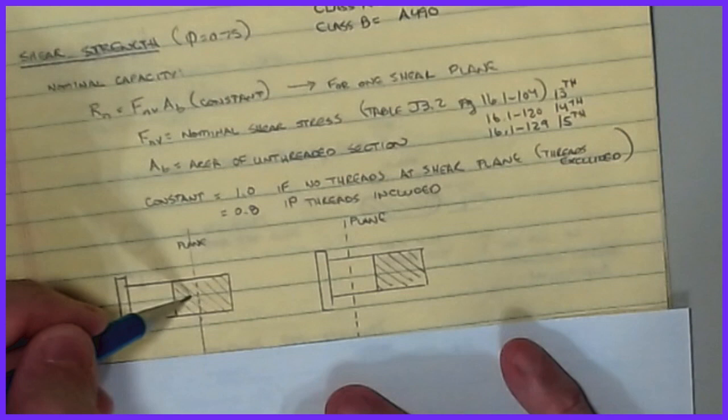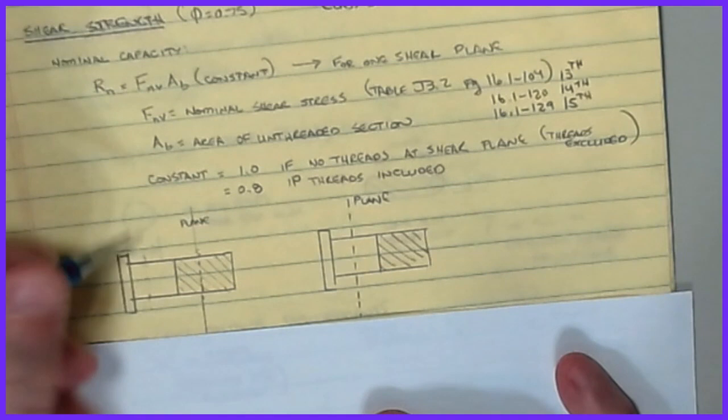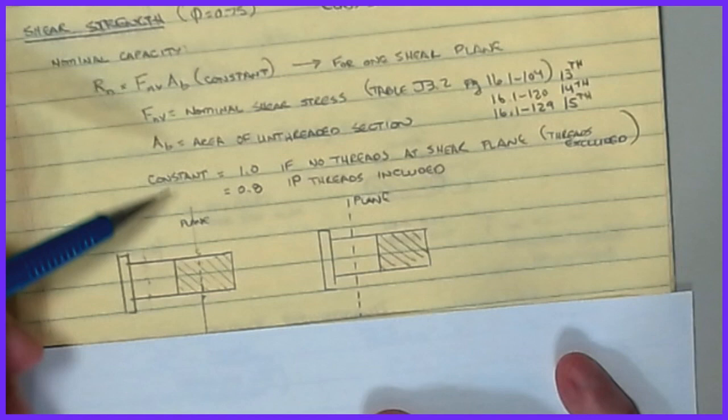So if I took a section here and I compared it to a section here, they're different areas. In fact, it's about a 20% difference on here. Whether your failure plane occurs up here or whether your failure plane occurs here, that becomes the value of the constant.